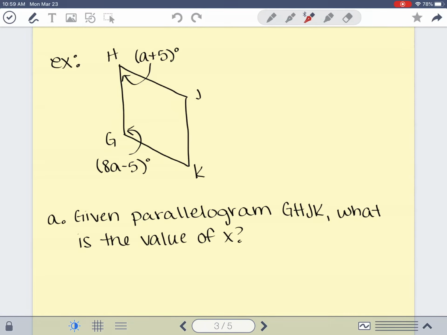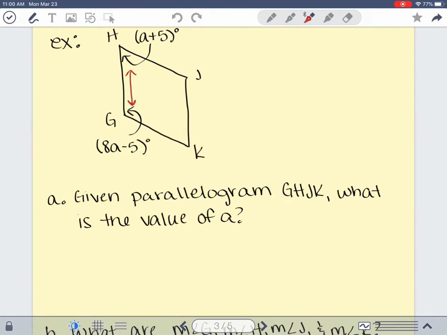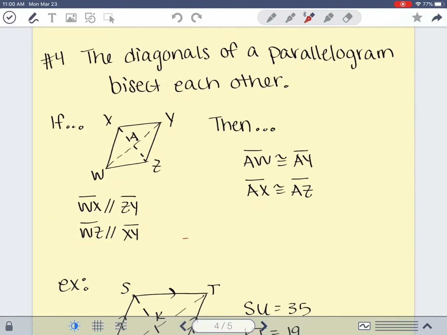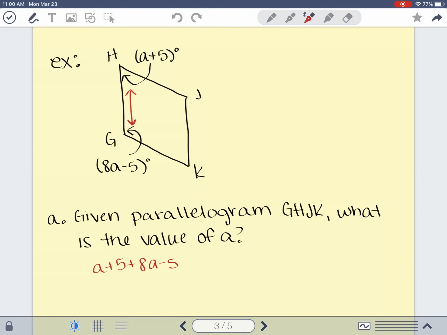So let's use some of this information. If we have that GHJK is a parallelogram, we want to find the value of, well, I put X there, but it's actually going to be A. So let me fix that real quick. The value of A, there we go. All right, so notice that these two are right next to each other, meaning that they are consecutive. So that means that they will add up together to equal 180 degrees.